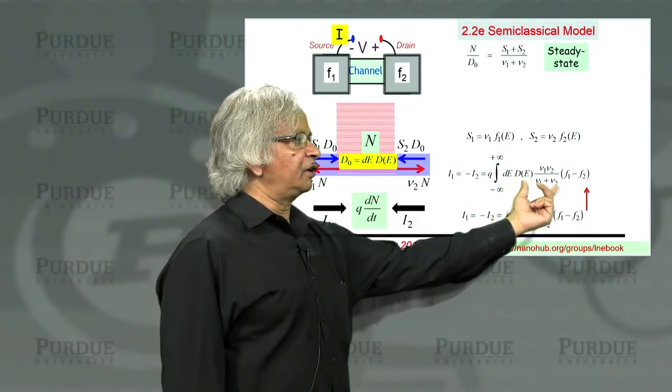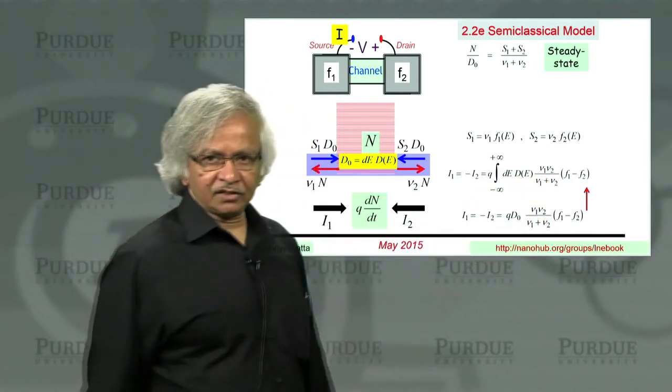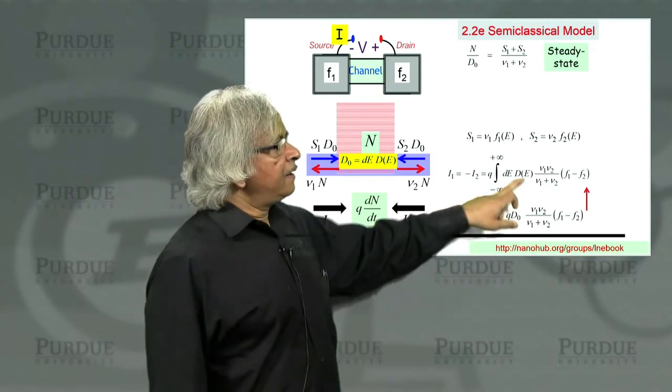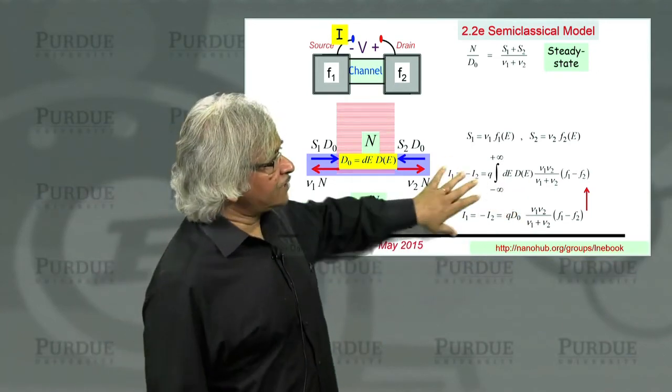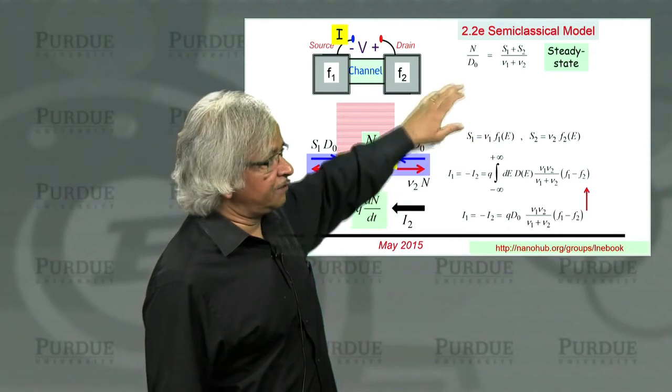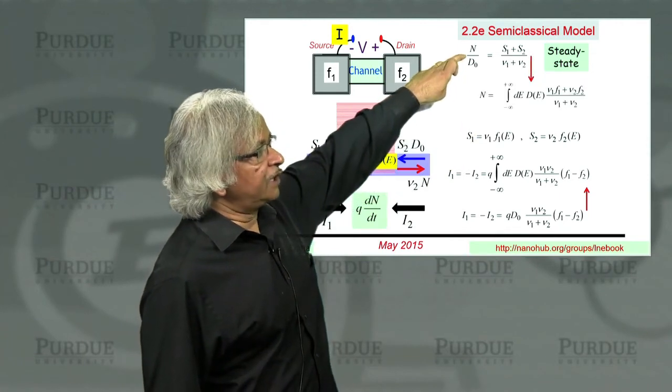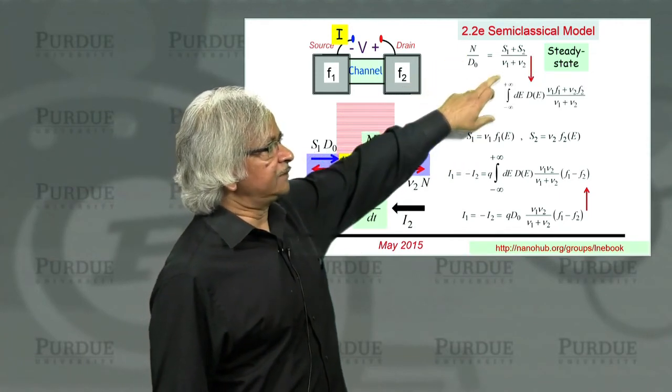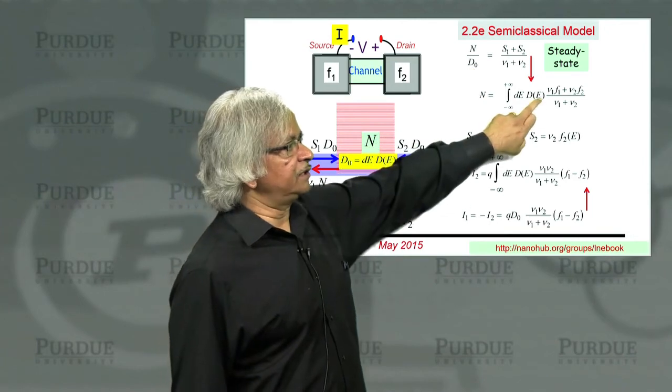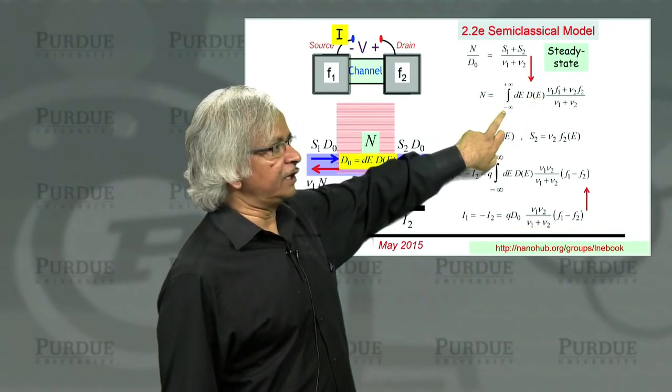And this is what you'd have called the conductance function in part A. So that's what you could do to write the current. You could even write the number of electrons in the channel the same way. That is, instead of d0, put in D(E) dE, and then integrate over energy.